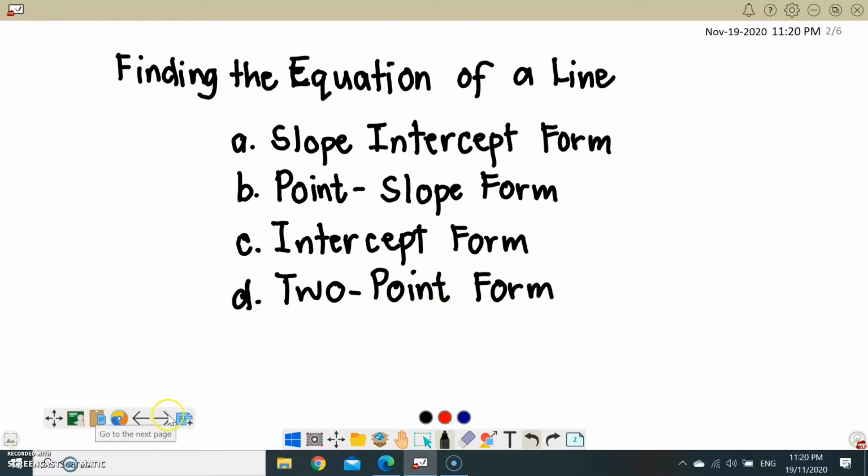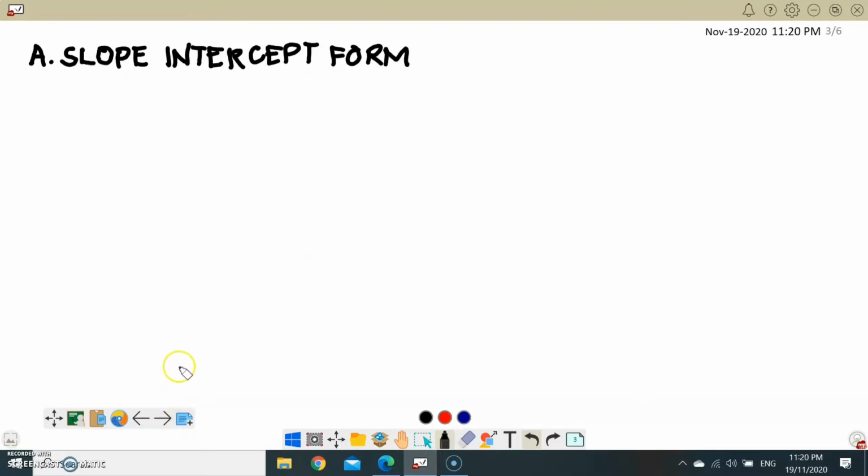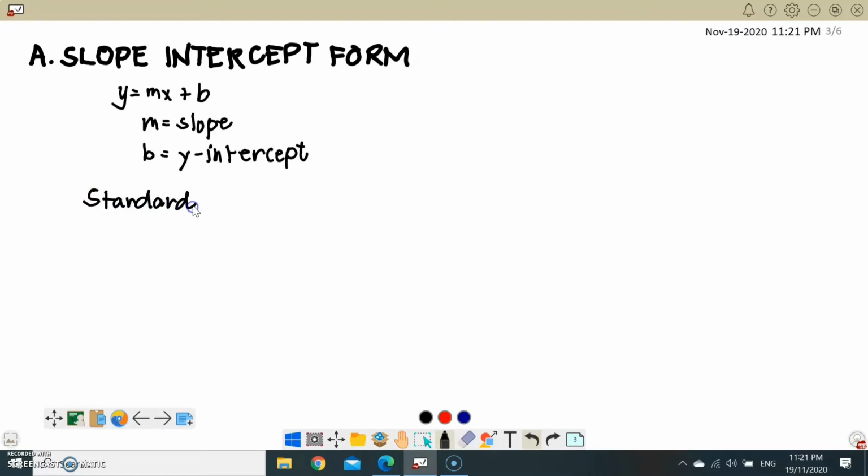So let's start with the slope-intercept form. In slope-intercept form, remember when we had our writing linear equations in two variables, an equation written in slope-intercept form follows the form y is equal to mx plus b. So m here is the slope and b is the y-intercept. Here, you can use the slope-intercept form to find the equation of a line if the given are the slope and y-intercept. Remember also that in finding the equation of a line, we always write the equation in standard form. That is following the form ax plus by is equal to c.